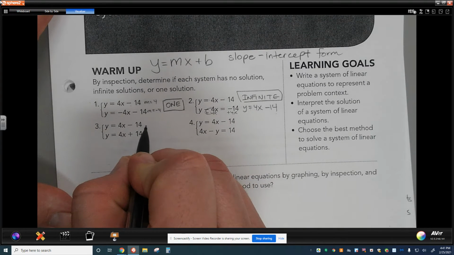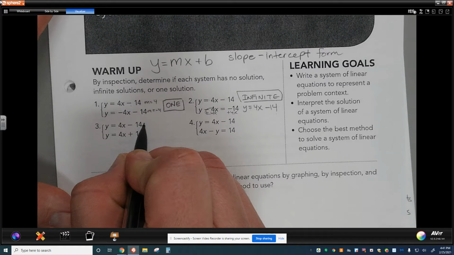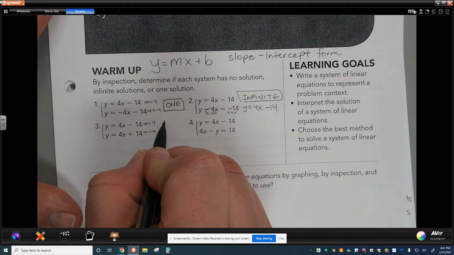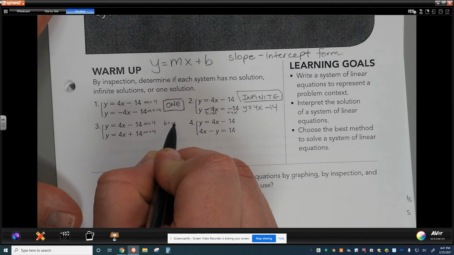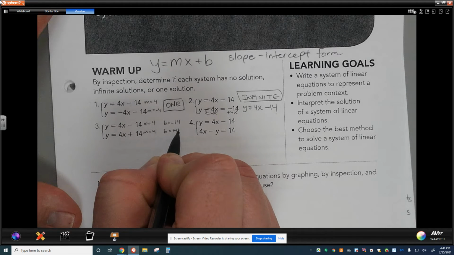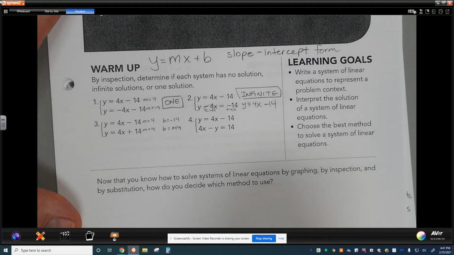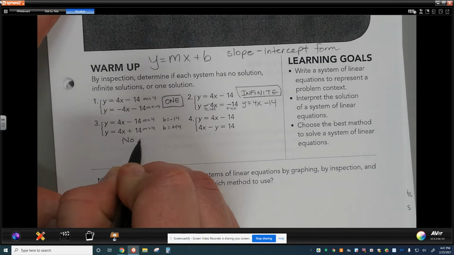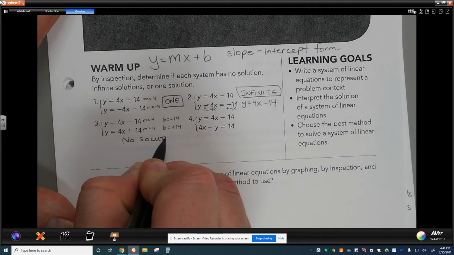But these two lines have equal slopes and, so the b is a minus 14 and the b is a plus 14. So sorry, not equal y-intercepts, but different ones. Equal slopes, different y-intercepts, parallel lines, no solution.